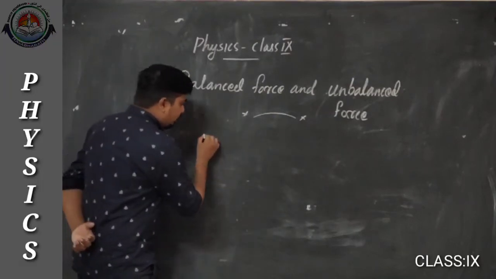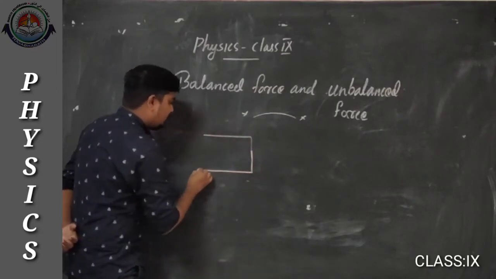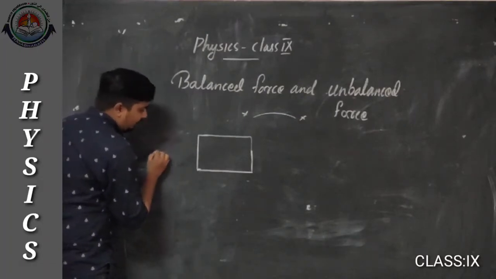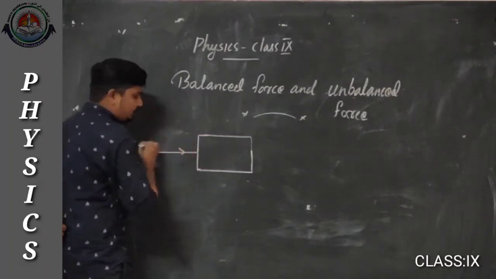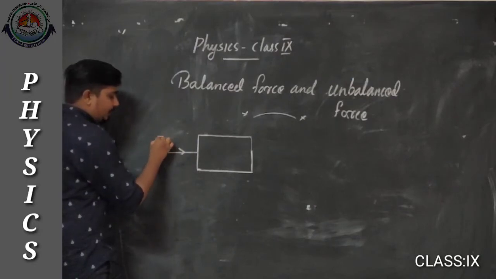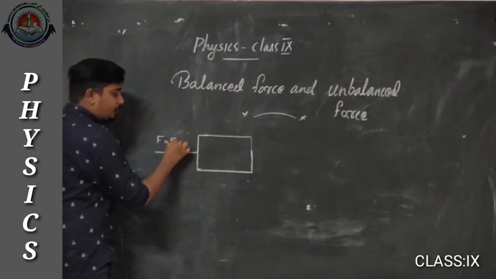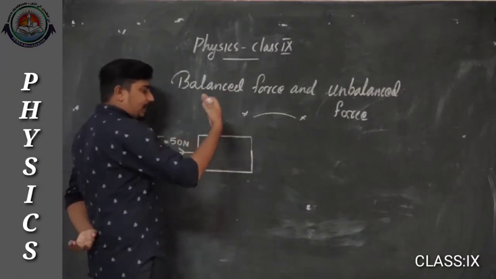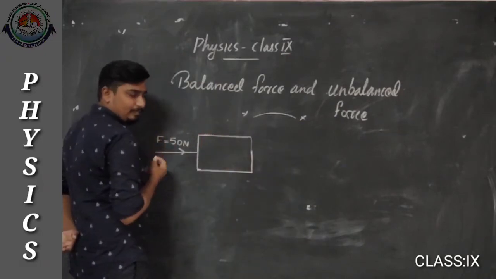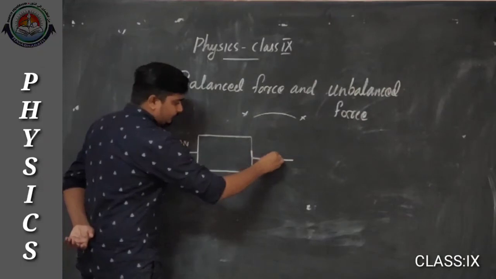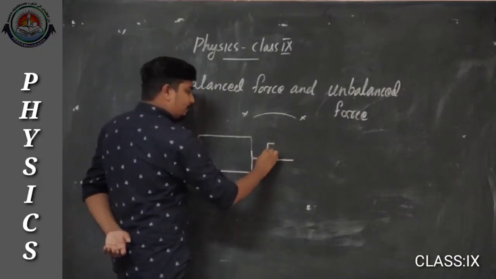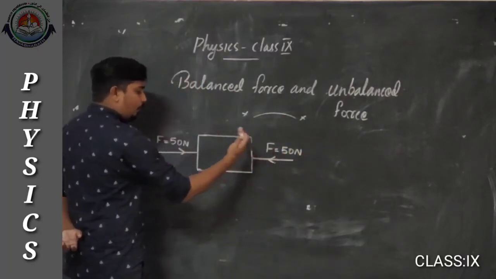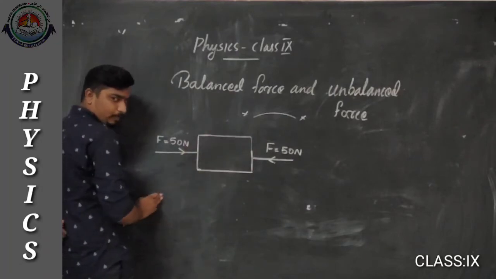For example, consider a body. Here I am applying a force from this direction. Approximately, I am taking the force F equal to 50 Newton. And the same force is applied from the opposite direction, like this. The same amount, 50 Newton, is applied in the opposite direction to this body.